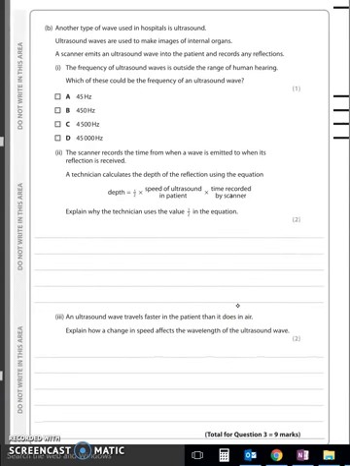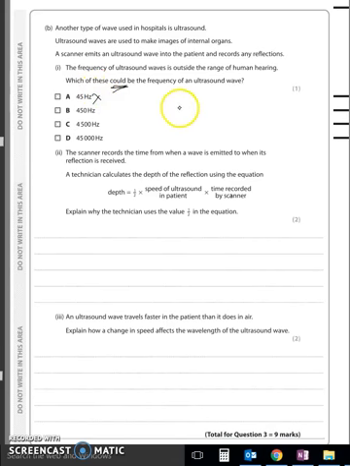Another type of wave used in hospitals is ultrasound. Ultrasound waves are used to make images of internal organs. The scanner emits an ultrasound wave into the patient and records any reflections. The frequency of ultrasound waves is outside the range of human hearing. Which of these could be the frequency of an ultrasound wave?